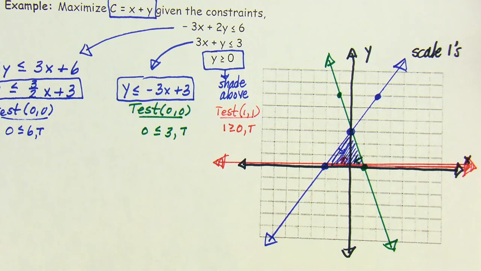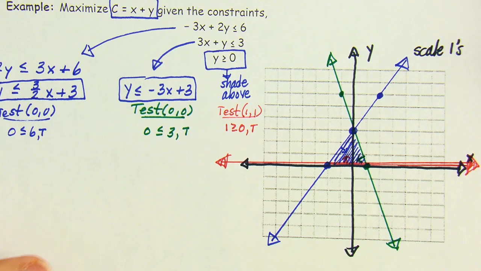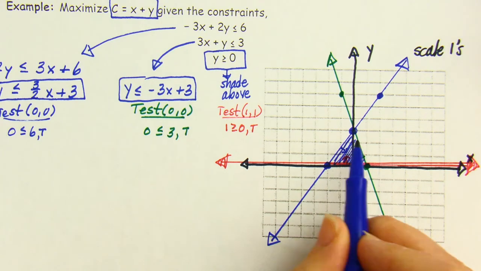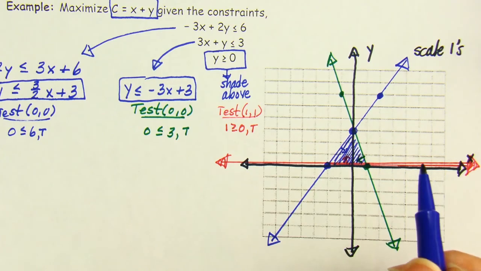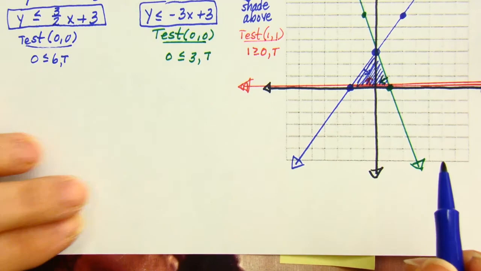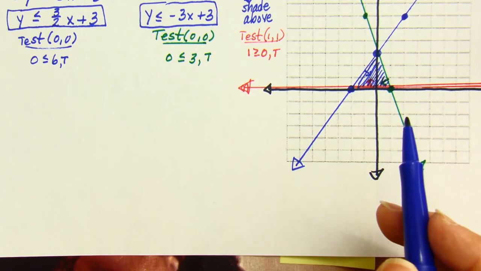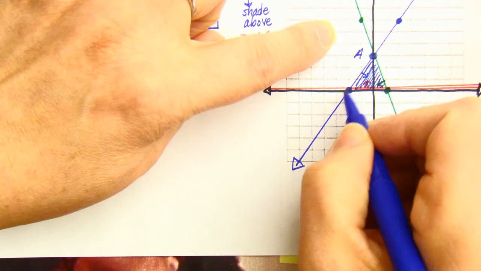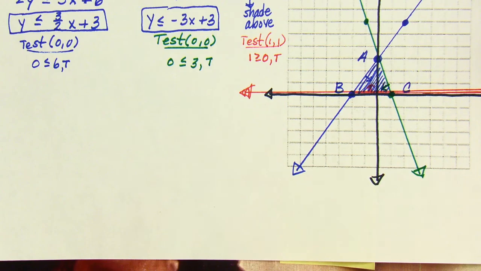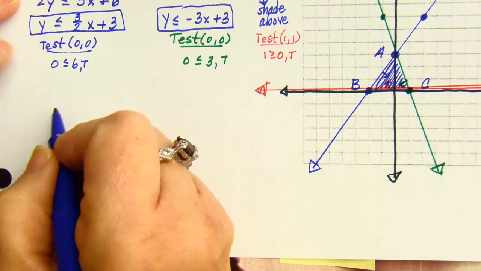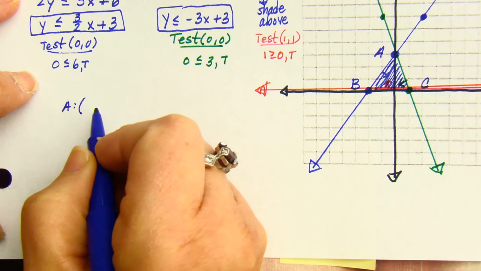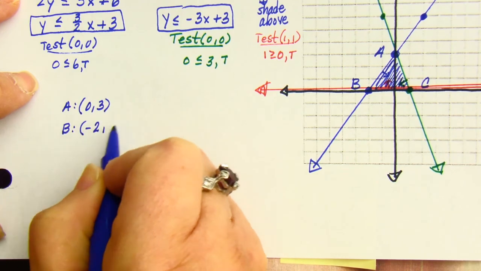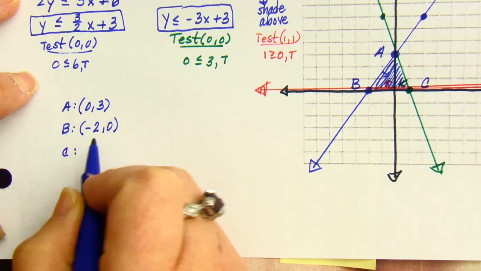So if I want to maximize this objective function, or at least have something that will work, it's only going to work with any ordered pair that's inside the shaded region. But to maximize, you do have to substitute the vertices into the objective function, which was given to us, c equals x plus y. So I'm going to label these points A, B, and C, and off to the side, I'm going to say point A has coordinates 0, 3. Point B has coordinates -2, 0. And point C has coordinates 1, 0.